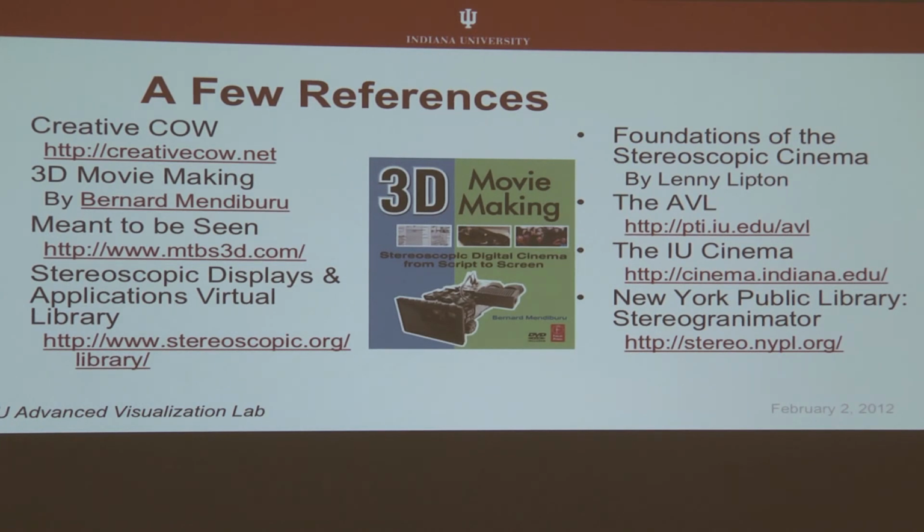And so stereo.nypl.org is a pretty neat one. They have several pictures of people walking on tightropes across buildings and canyons. For some reason, tightrope walking was really big in the 1890s and whatnot. So that's the last slide.